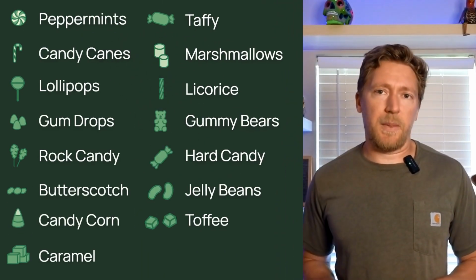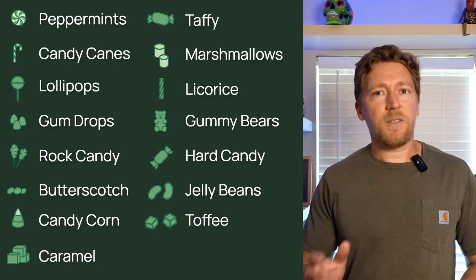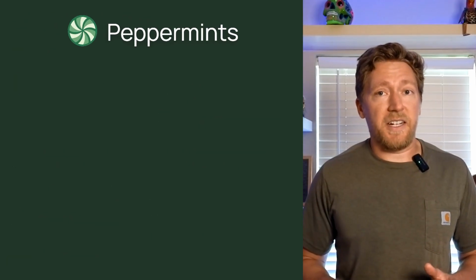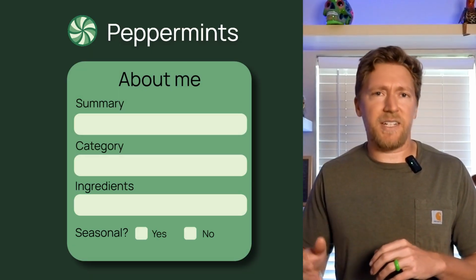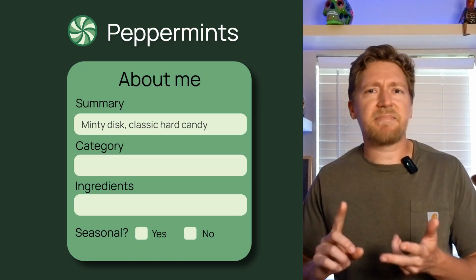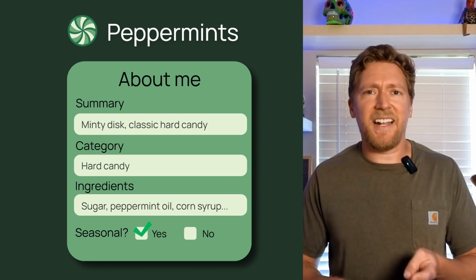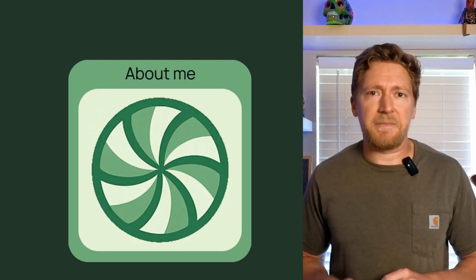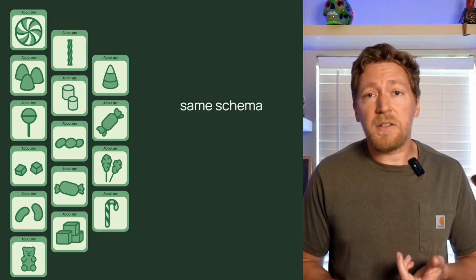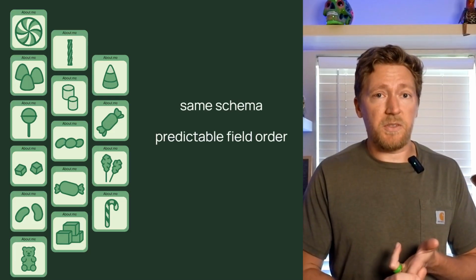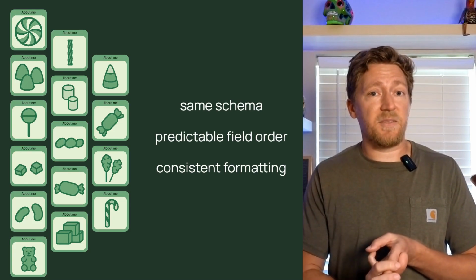To show you why, let's work with a list of 15 popular candies. The first thing we need to do is normalize our data. Think of this like filling out the same questionnaire for every candy. Summary, category, ingredients, seasonality, all in the exact same format. Normalizing means the same schema for every item, predictable field order, and consistent formatting. Because consistent input creates consistent, comparable embeddings.